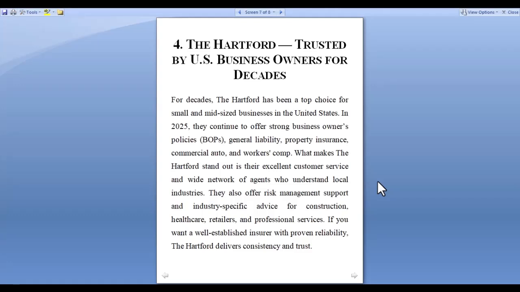What makes The Hartford stand out is their excellent customer service and wide network of agents who understand local industries. They also offer risk management support and industry-specific advice for construction, healthcare, retailers, and professional services. If you want a well-established insurer with proven reliability, The Hartford delivers consistency and trust. So let's go to the last one.